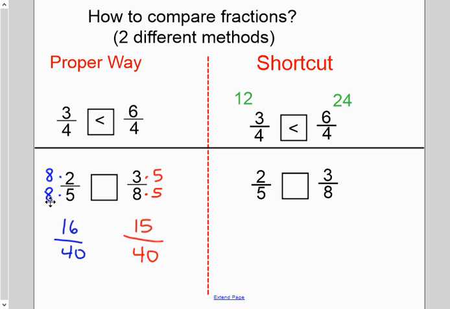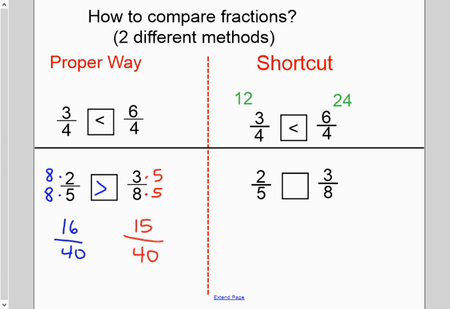Now, you don't have to do it this way. Sometimes you get much larger numbers and you don't have to use it as high, but if you're looking for the fastest way to get common denominators without thinking too much, just use these bottom numbers to multiply the other fraction. And then, hey, it's easy. 16 is bigger than 15, so 2/5 is bigger than 3/8.